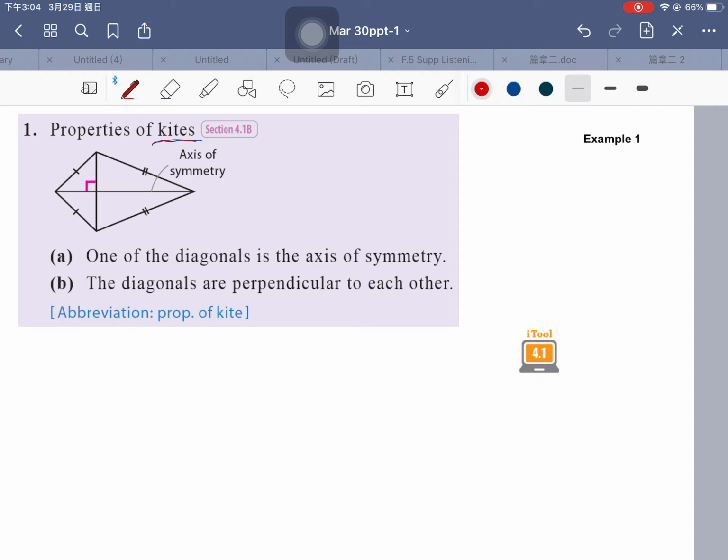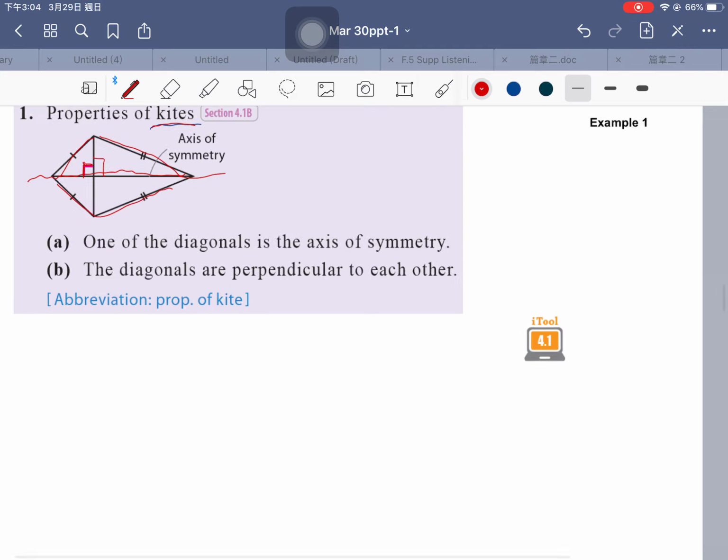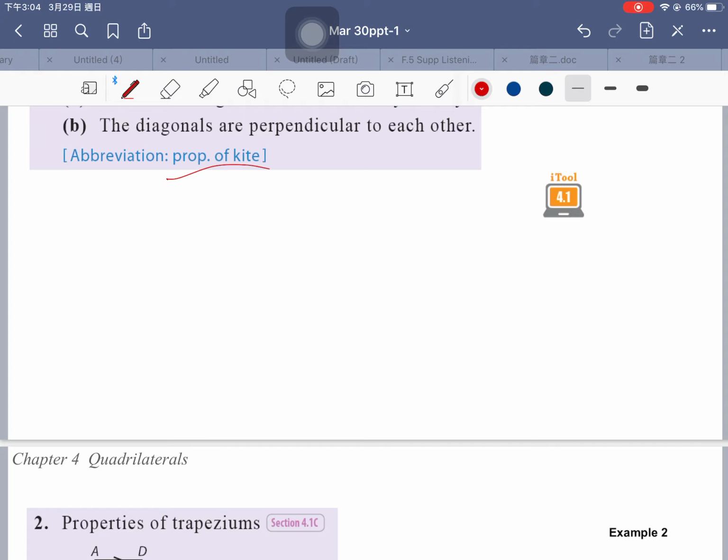What's a kite? It has two properties. The diagonals are perpendicular to each other. This is a right angle. And then this axis makes this triangle and this triangle the same, congruent. This is a property of a kite.